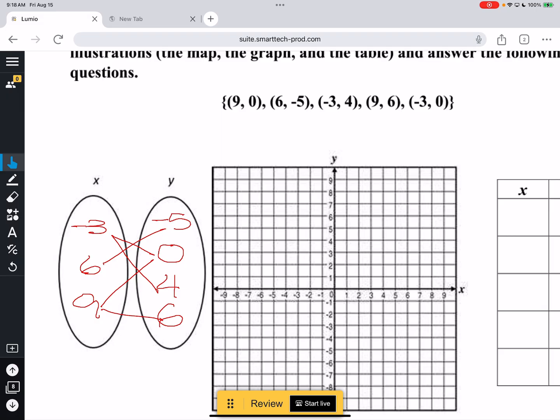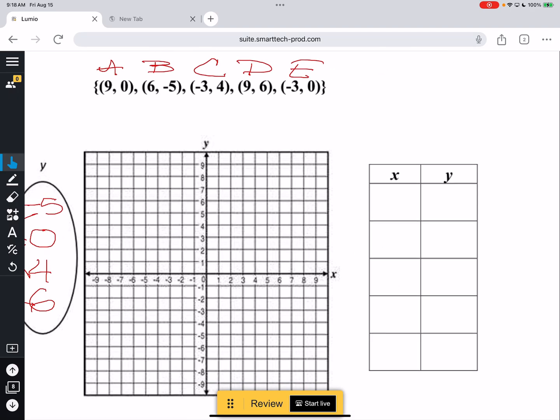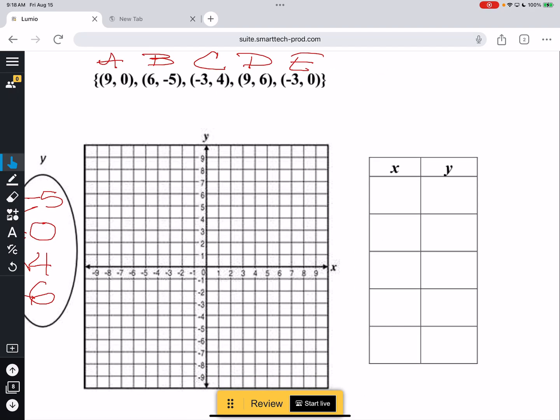All right, I'm going to go ahead and write A, B, C, D, E. You can use whatever letters you want. So when you graph these, you'll use those points. How do you do the table? Basically you use the ordered pairs. Don't mix those up in a weird way. So the first one's 9, 0. Then 6, -5. -3, 4. 9, 6. And -3, 0. Does that make sense? All right.